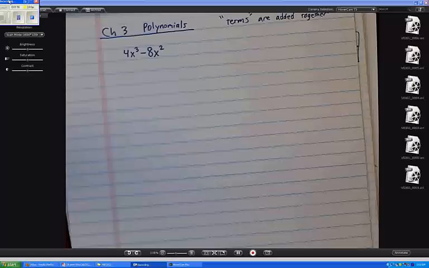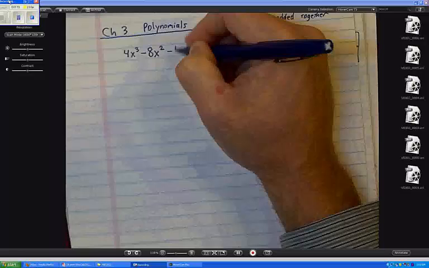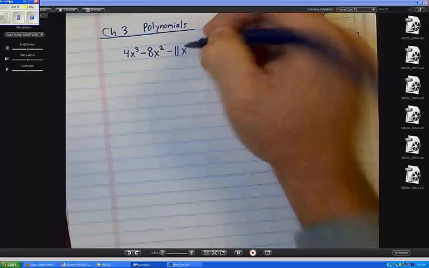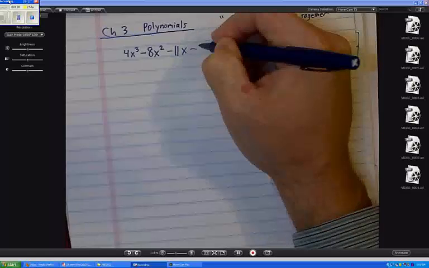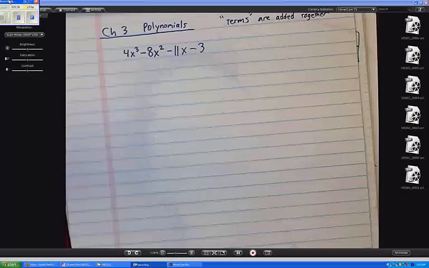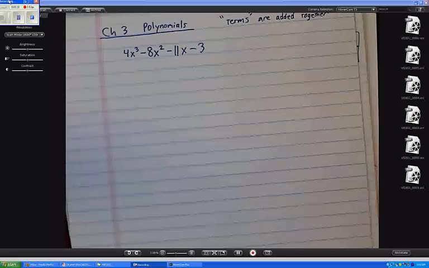I'm going to add one more term to it. I'm going to write minus 11x, and now it is a trinomial, okay? I'm going to add one more term to it, put a minus 3, then I run out of names. We don't call it a quadrinomial or anything like that. It's just a polynomial at this time, right? Poly means many terms, okay?